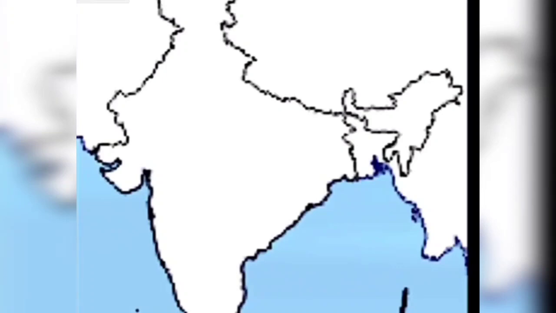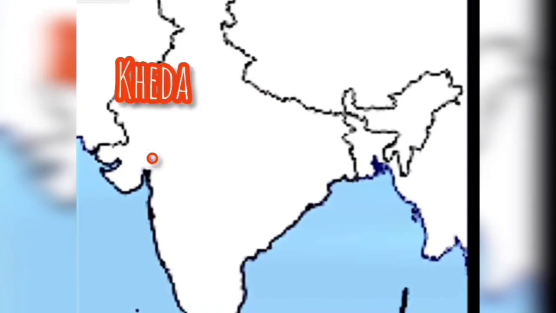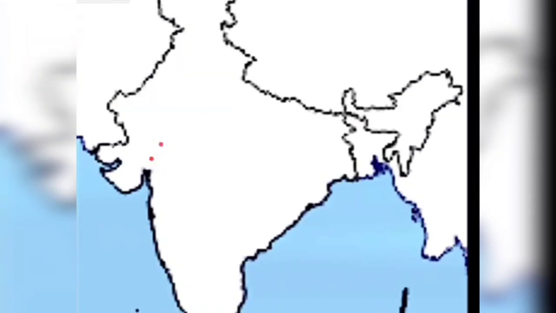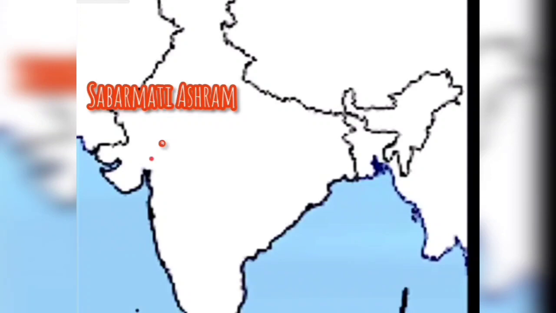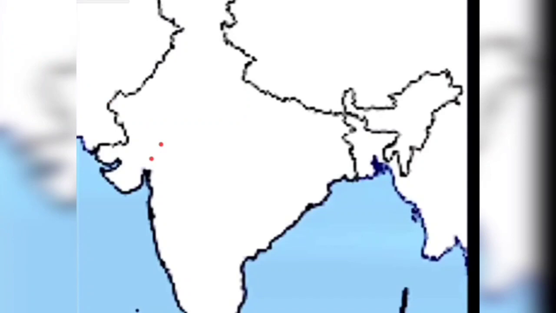Gandhiji conducted that Satyagraha in Kheda, no? It is located near Ahmedabad. Then the Sabarmati Ashram location. Gandhiji's Sabarmati Ashram is also located in Ahmedabad. Then the next one, Bardoli. Yes, this is Bardoli. This bend is there, no? This is Dandi.